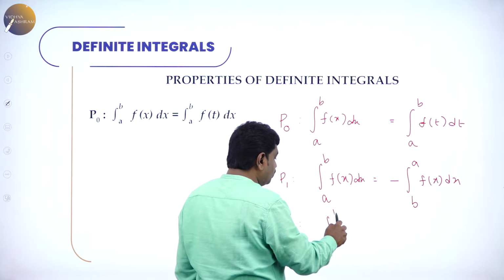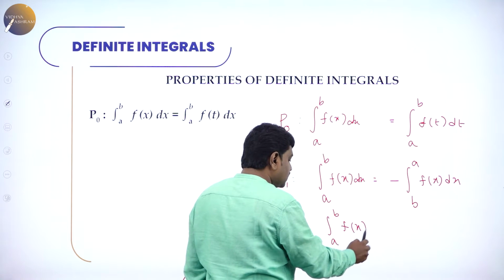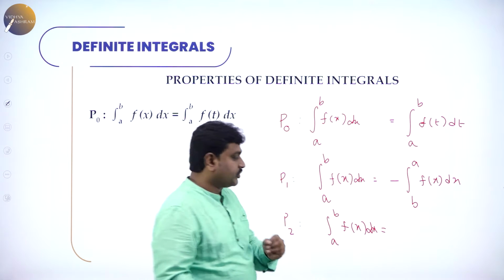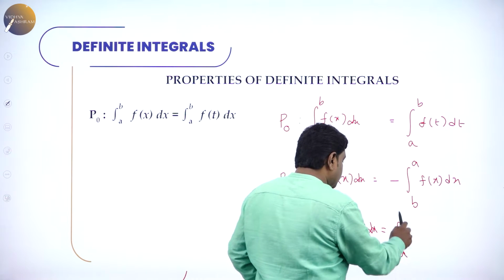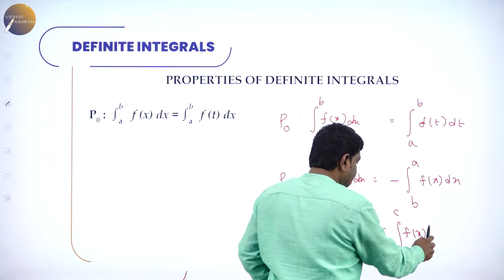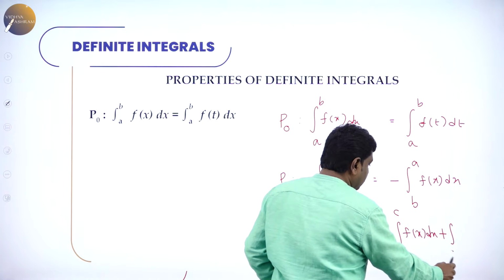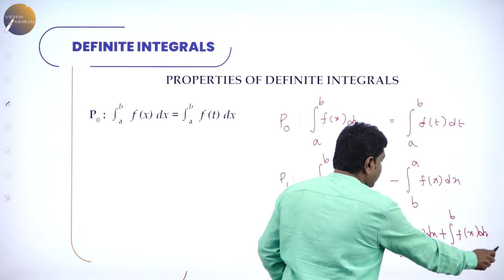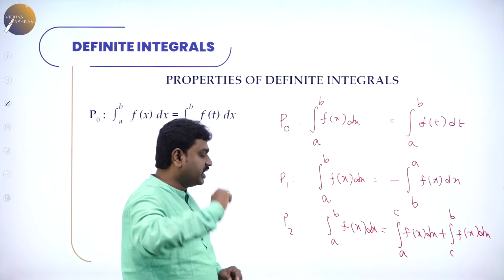The integral of a to b f of x dx can be written as a to b reached through what? C. So the integral of a to c f of x dx plus the integral of c to b f of x dx, where c is a value lying between a and b.